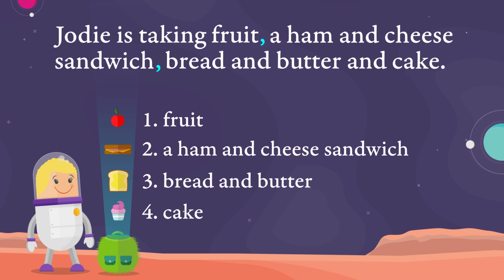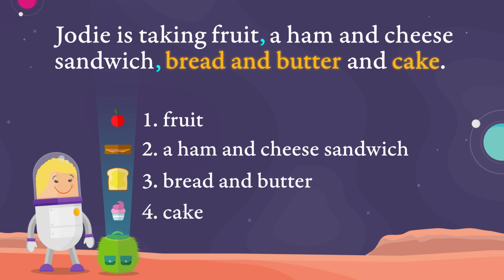However, in this example, it's confusing because we have 2 ands at the end of the sentence. If we leave this sentence as it is, we might think Jodie's bringing a whole loaf of bread and a tub of butter and cake. But she isn't. Jodie's bringing a slice of bread spread with butter and cake. Bread and butter is a single item in Jodie's list.